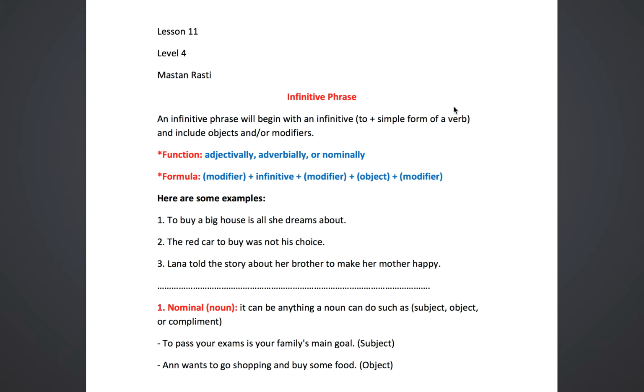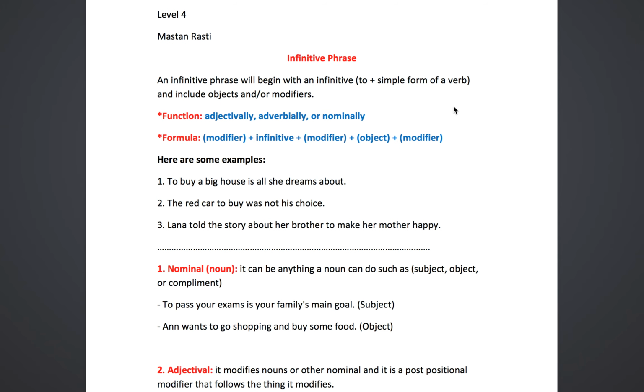To know more about it, we can define it this way: an infinitive phrase begins with an infinitive, to plus the simple form of a verb, as we had before. When we have to plus the simple form of a verb, we get the infinitive. But by adding more stuff, like more objects or modifiers, we get an infinitive phrase. So the only difference between an infinitive and an infinitive phrase is that we add more modifiers or objects to make it more detailed and give more information.